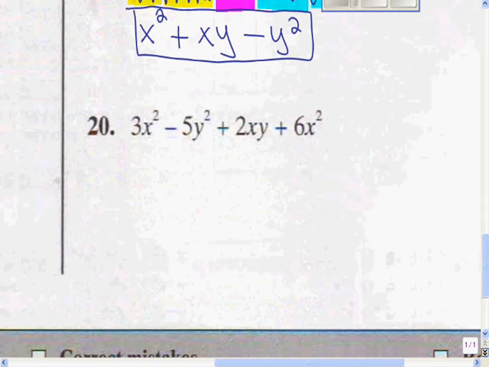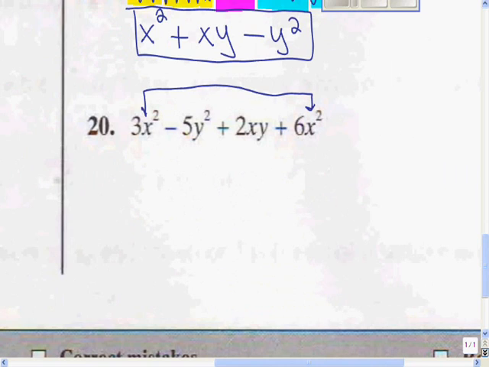You don't have to color coordinate. Like if you don't have highlighters, that's cool. All you've got to do, you could do this too. Look, you connect them. Those are like terms, and that's it. Those are the only like terms because this is y squared and this is xy, and they're by themselves. There's no other terms like those. So the only like terms are the 3x squared and the positive 6x squared.